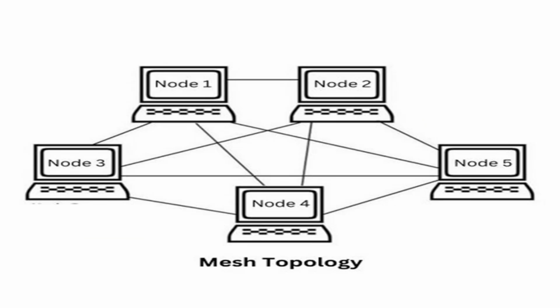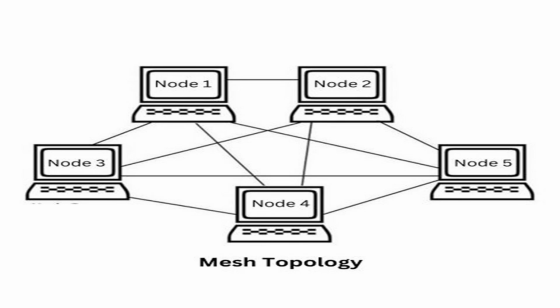The mesh topology is like a web of connections, where each device is connected to every other device. This creates multiple paths for data to travel. Mesh networking can be a full mesh, where every device is connected to every other device, or a partial mesh, where some devices have only a few connections. In the mesh topology, each user is a node: node 1, node 2, node 3, node 4, node 5.